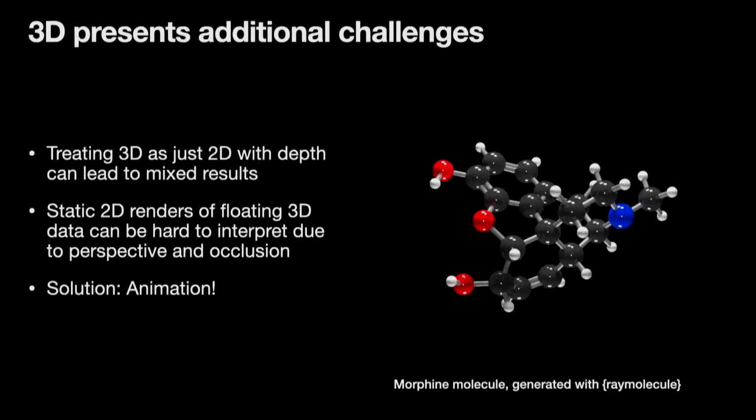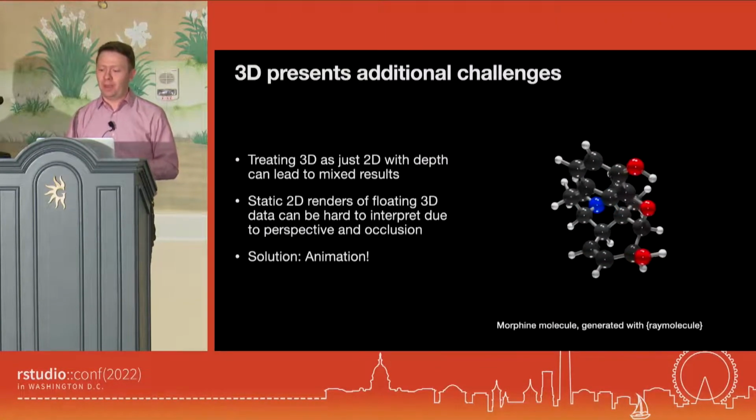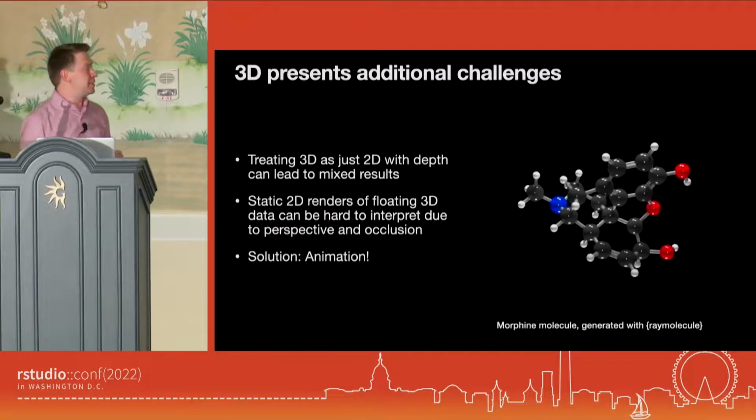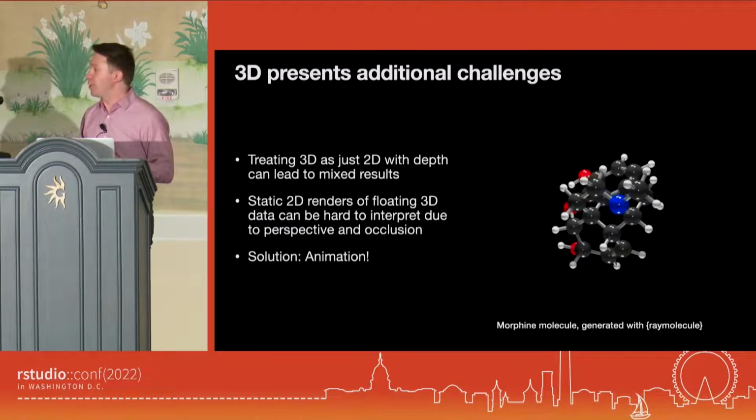But you can solve this problem by animating the 3D data. The movement disambiguates the foreground from the background so that the reader can fully interpret the 3D model.